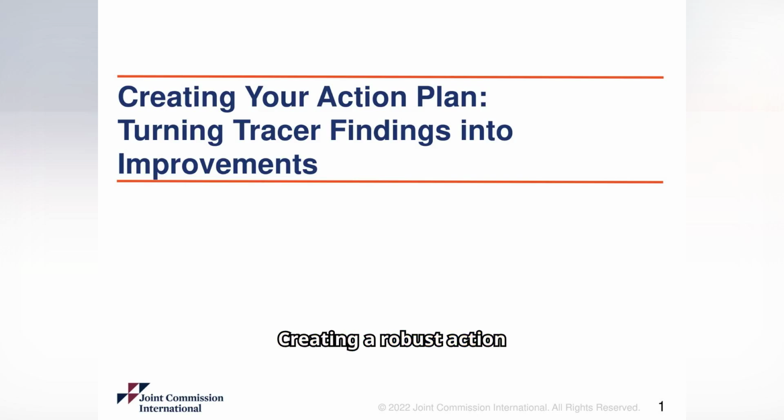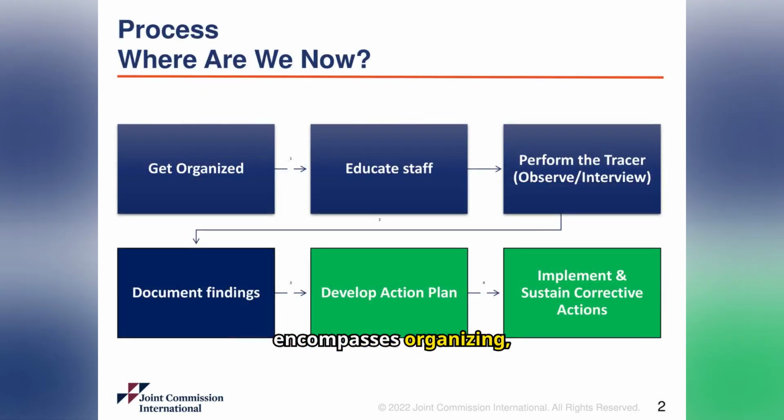Creating a robust action plan from tracer findings involves a systematic approach to identify gaps, ensuring improvements align with Joint Commission International standards and enhance patient care quality. The tracer process encompasses organizing, educating staff, documenting findings, and developing action plans to implement and sustain corrective actions, fostering continuous improvement in healthcare settings.